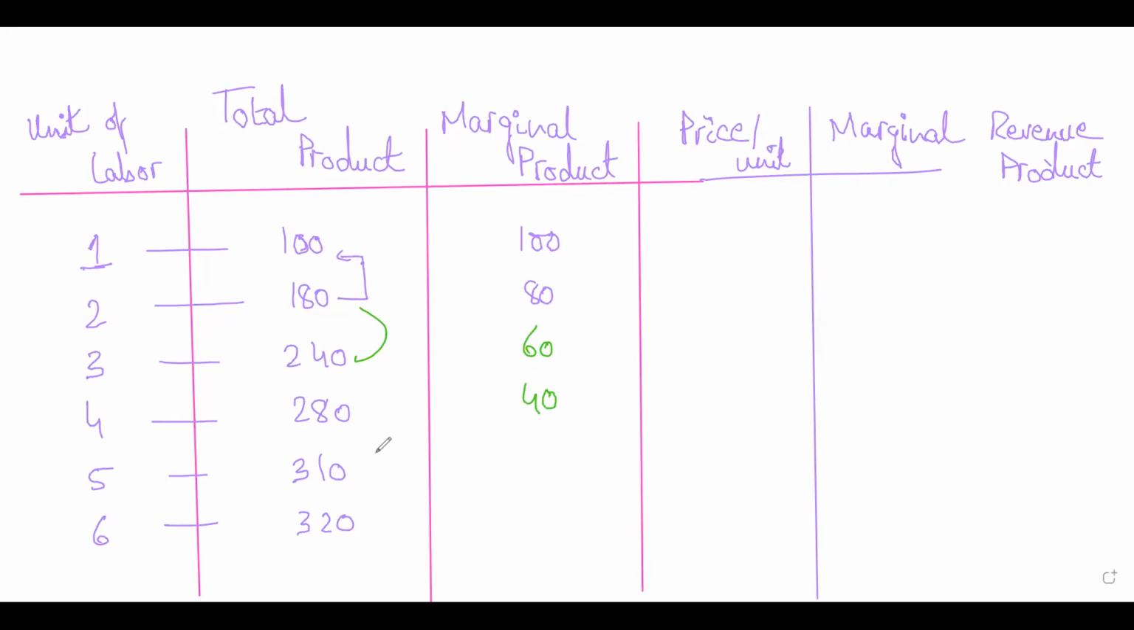Then the fifth guy, you take the difference of these two, you get how much? 30. And then you take the difference of these two, how much do you get? 10, right? So you can see for yourself that each additional unit of labor contributed less to output. And this is what is known as diminishing marginal product of labor, right?